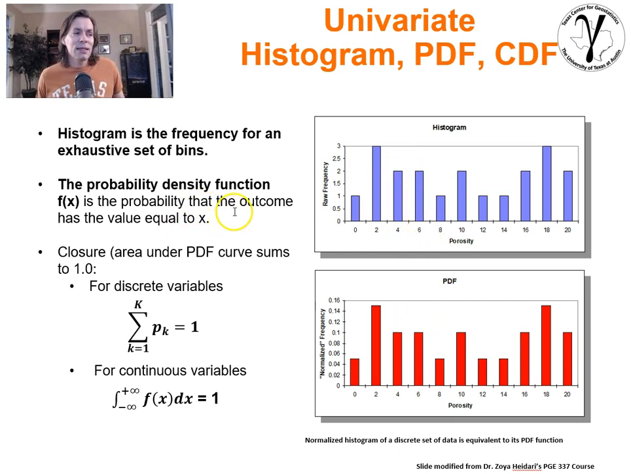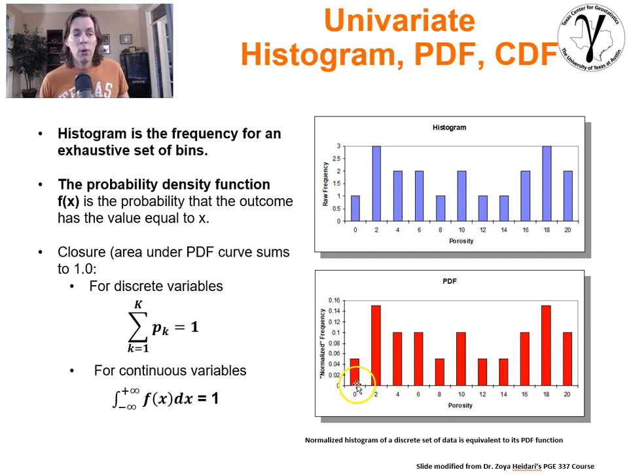The probability density function is different. It is a representation of the probability an outcome has a value equal to x. Now, if we look at a probability, the most simple form of probability density function is the one that's binned. We can bin the probability density function and we get what's effectively a normalized histogram.